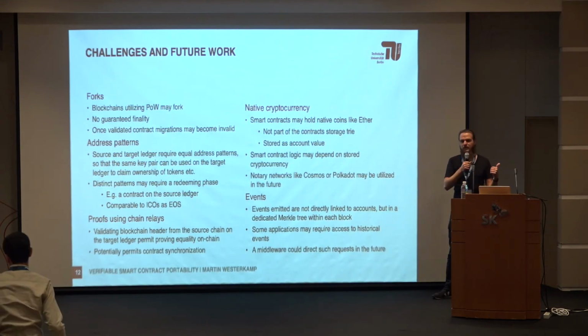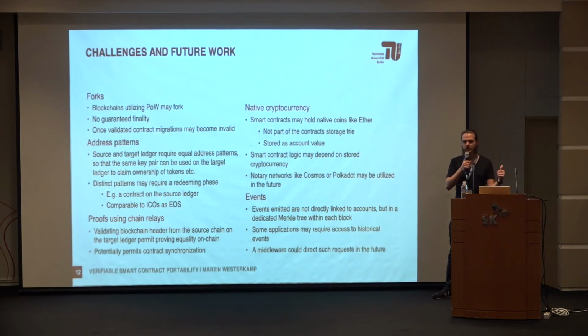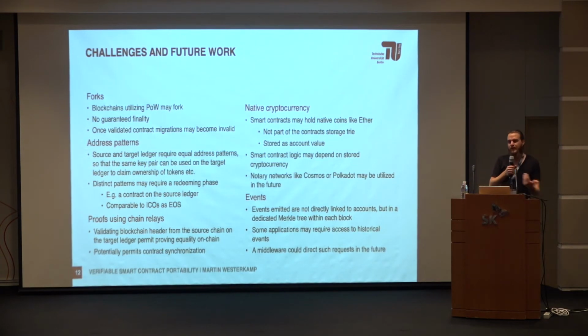So we may assume that we are operating on a valid smart contract, but this may not necessarily be the case, of course. And we have assumed that the same address pattern is available on the target chain as on the source chain. If this is not the case, then we have to have some migration phase that links those addresses and allows us to claim them, like in ICOs with EOS, for instance.